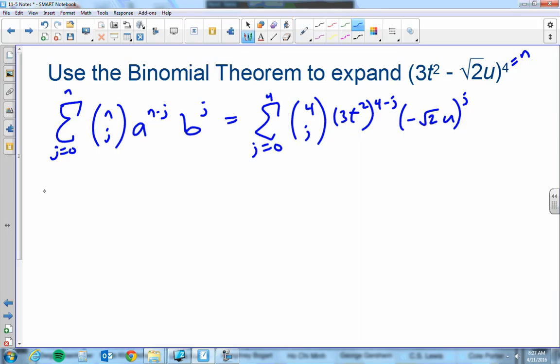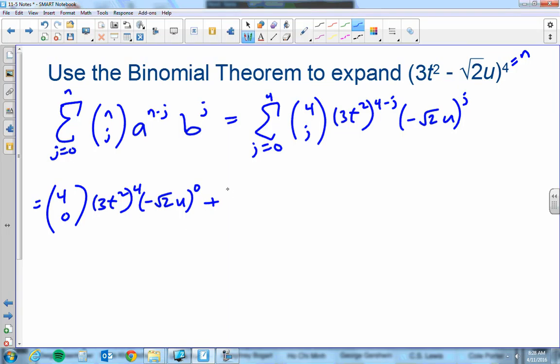And that, when you expand it, will give us the whole expansion. So let's start setting it up. So j goes from 0 to 4, so it starts at 0. So 4 choose 0 initially. And then 3t squared, parentheses around it, to the power of 4. Because 4 minus 0 is 4. And then b gets raised to the power of 0.